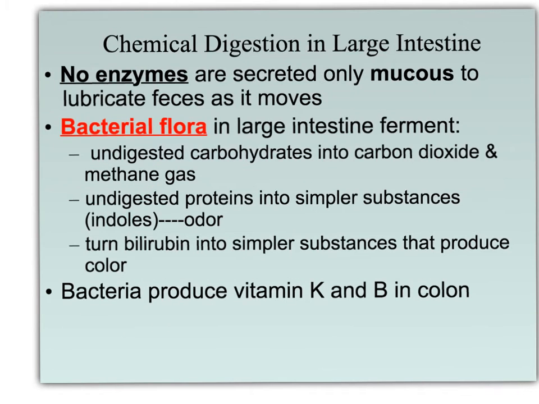So again, no enzymes in the large intestine for chemical digestion, but we do have these guys right here, the bacterial flora, which are going to be responsible for taking any of our undigested contents and having their way with them. Little bacteria that live inside our gut, in our cecum and ascending colon, and they're going to create gases as part of that. And that's, like I said, one of the reasons why we have gas is because of our bacteria. But they also produce 2 vitamins for us. They produce vitamin K and vitamin B for our bodies.